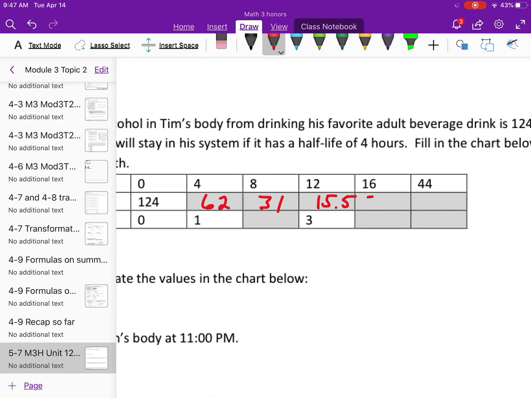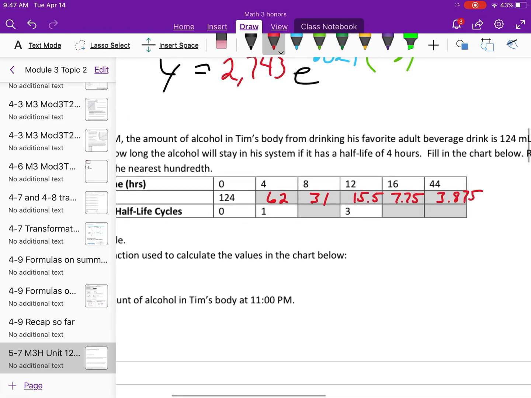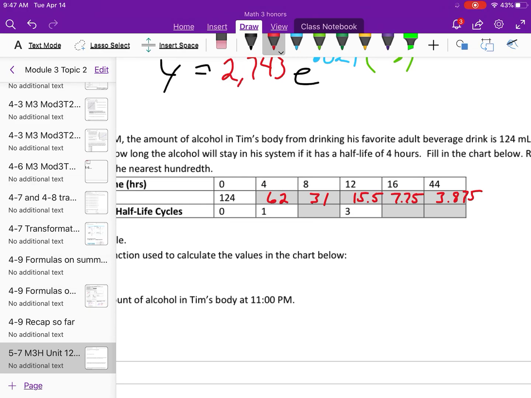Divide that by 2 and get 7.75. And divide that by 2 and get, what was it, 3.875? Something like that. Let me see. 7.75 divided by 2, 3.875. So now we have all our half-lives, and we can see our half-life cycle. So if we wanted to complete this table, we would just say, okay, well, after 4 hours, that's our first life cycle. After 8 hours, that's our second life cycle. After 12 hours, 3 life cycles, 4 life cycles, 5 life cycles.